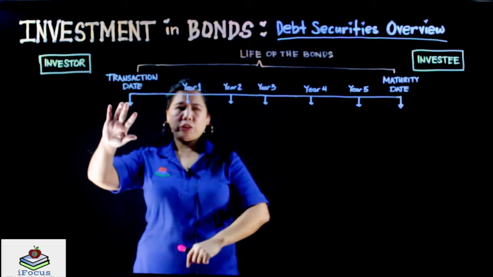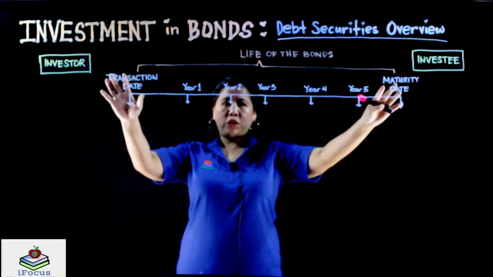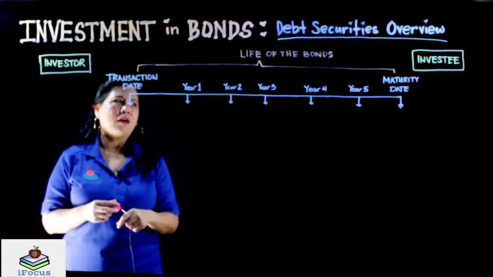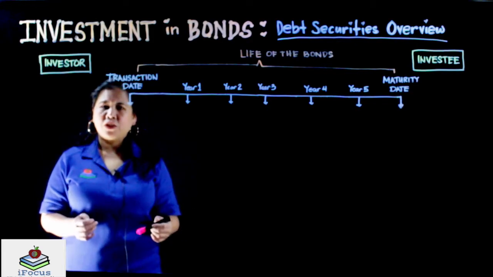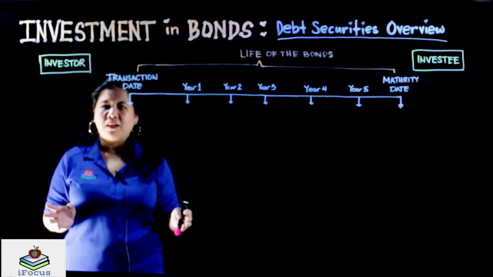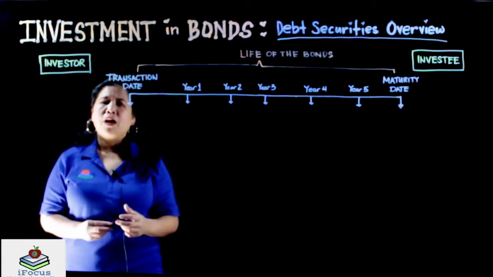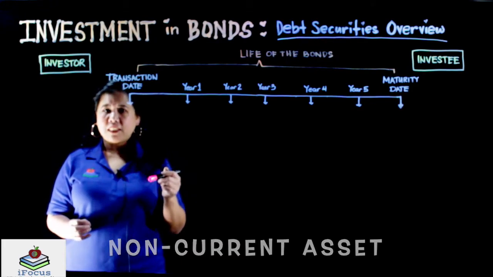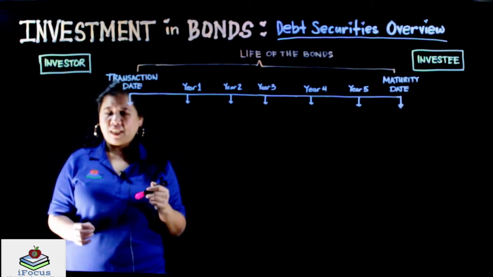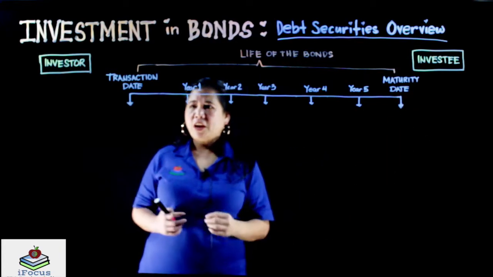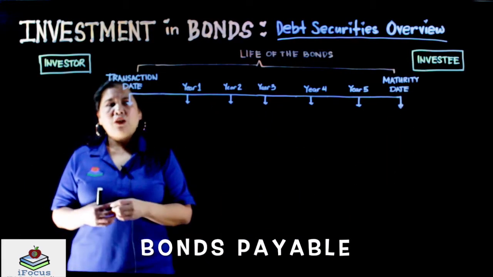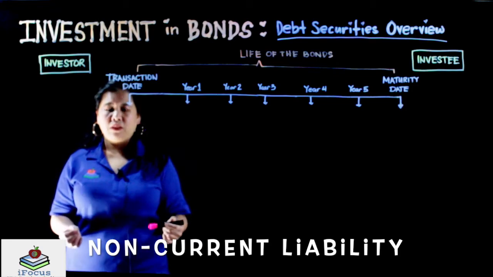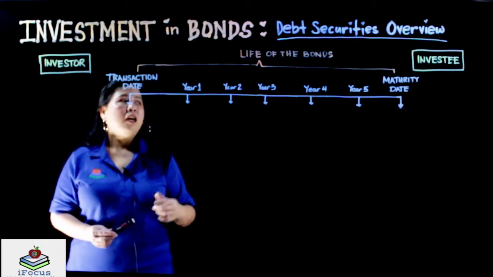So, in between this transaction date and the maturity date, this is what you call the life of the bonds. And usually, itong buhay or life of the bonds ay 5 years, 10 years, or 15 years. Okay? Pangmatagalan siya. Kaya nga usually, itong investment in bonds ay classified as non-current asset except for the financial asset FVPL. That's current asset. On the part of the investee, nire-record niya ito as a bonds payable. And usually, itong bonds payable na account na yan ay classified as non-current liability. Kasi long-term liability ni investee yan.